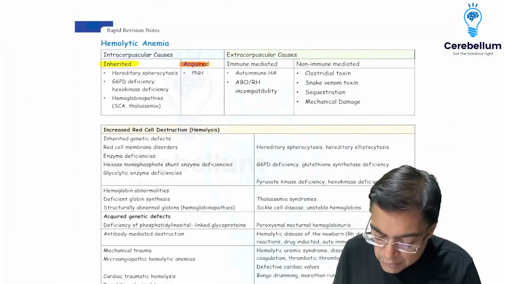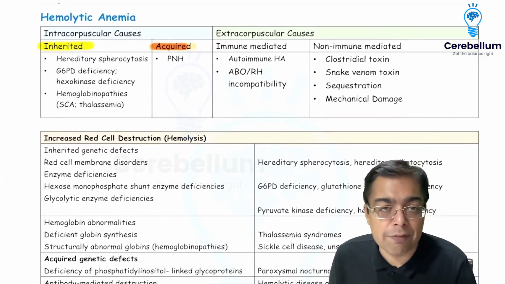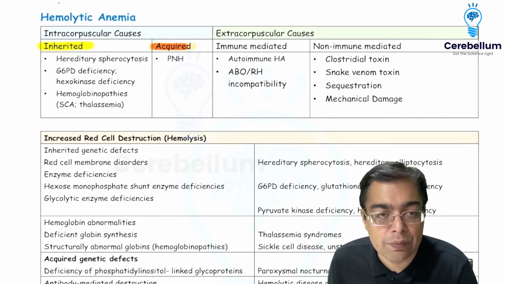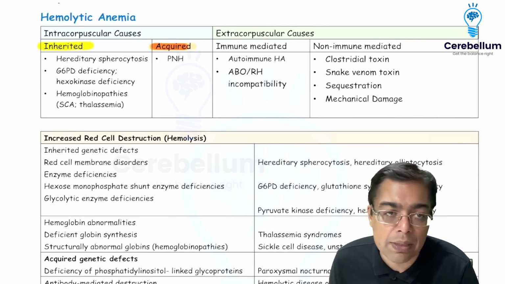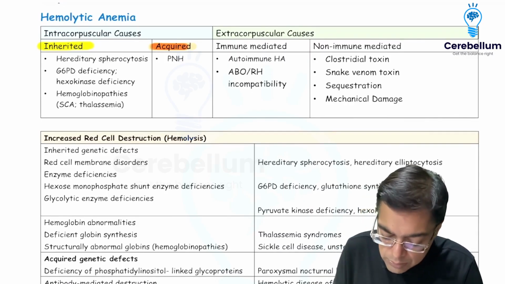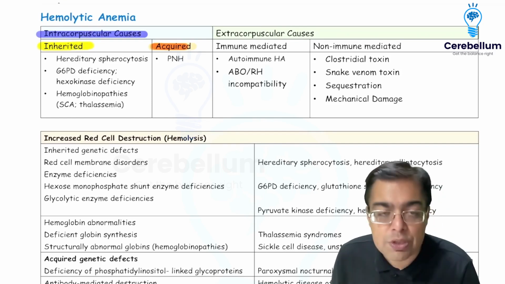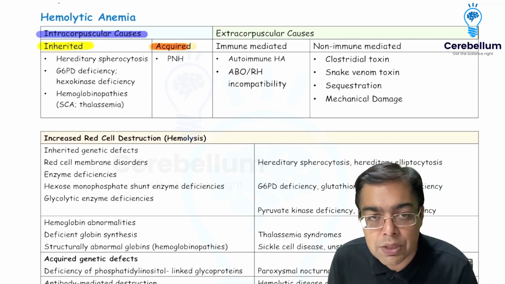Then we need to have an idea about the second category of the anemias apart from nutritional deficiency anemias, that is hemolytic anemias. We have a wonderful classification of hemolytic anemias wherein we look whether there is an intracorpuscular cause or whether there is an extracorpuscular cause. When we are looking at the intracorpuscular causes, we have to see whether it is an example of an inherited condition or whether it is an example of an acquired condition.